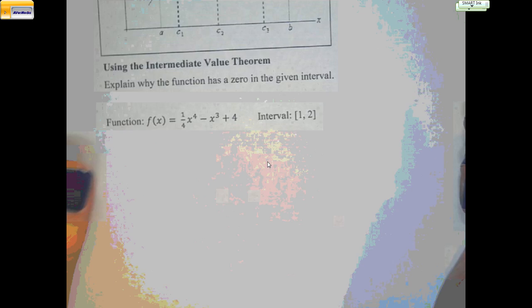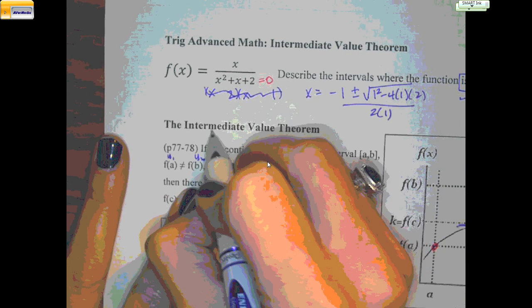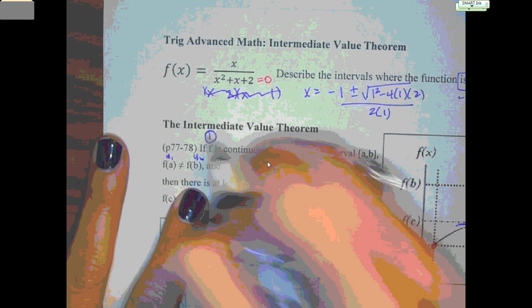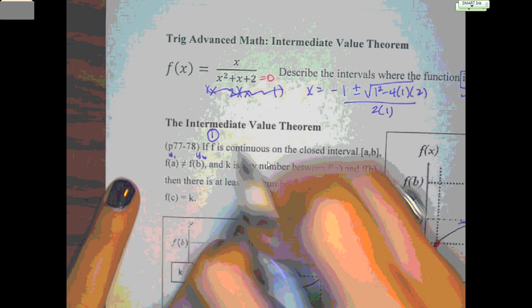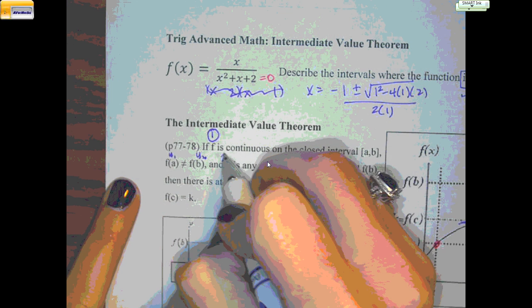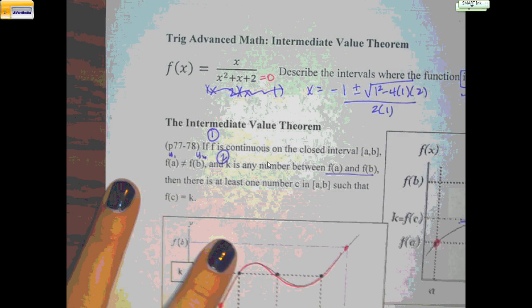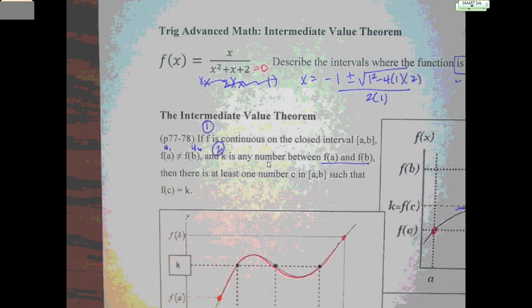There's 2 parts to the theorem. I do want you to label them because we're about to sort of rewrite some stuff. F has to be continuous. That's the first piece. Put a little 1. F has to be continuous. And the second thing that has to be true is that k, that y value, has to come between the other 2 values. So those are the 2 pieces that make that theorem work.